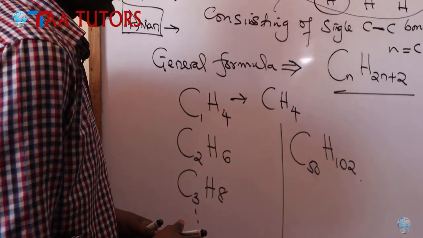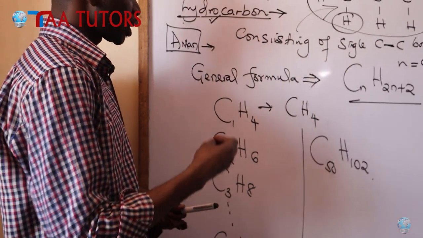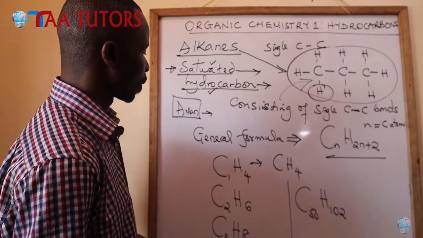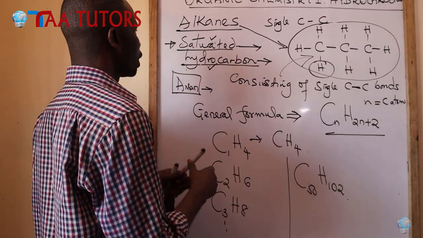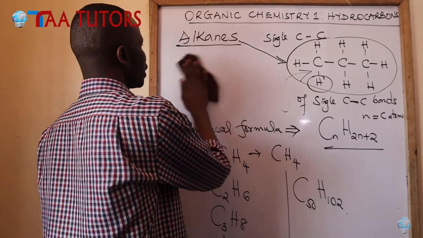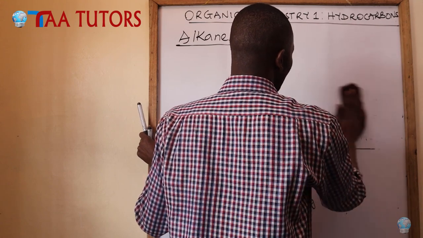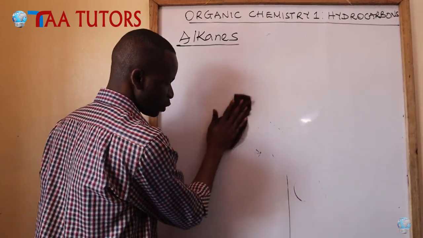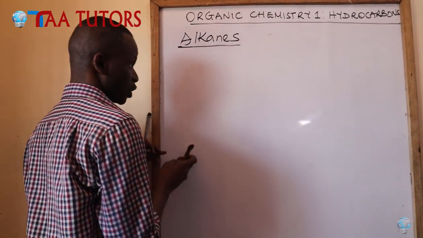Now, we have seen how to use these numbers and the general formula to get the molecule. What I want now to go on to talk about today is some of the things we need to know, especially when you're dealing with what we call nomenclature of alkanes. Nomenclature is simply a series of rules that we need to use when we are naming these compounds. Why do we need to use rules?